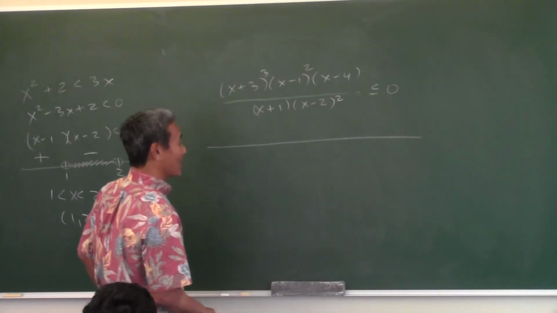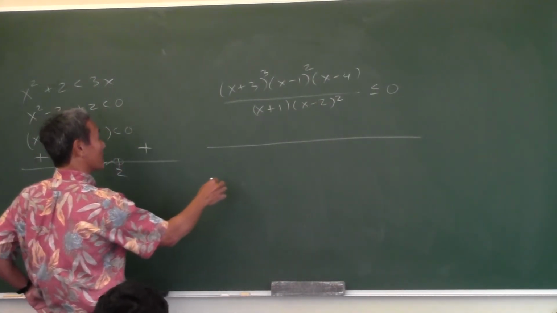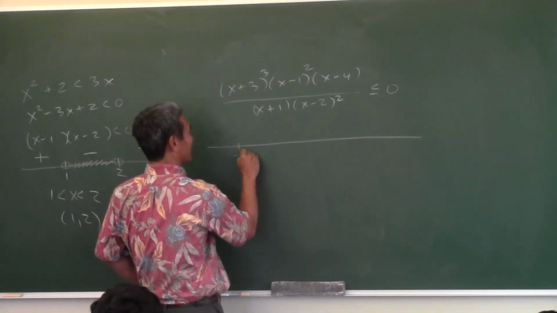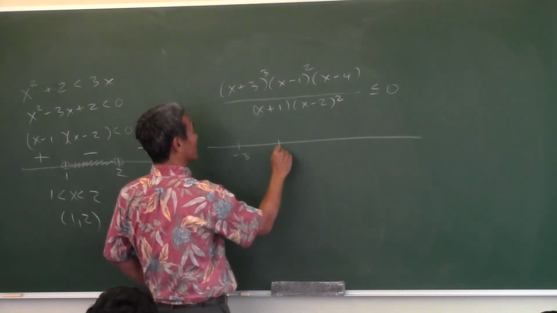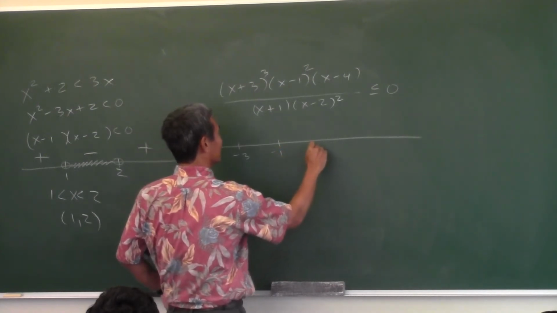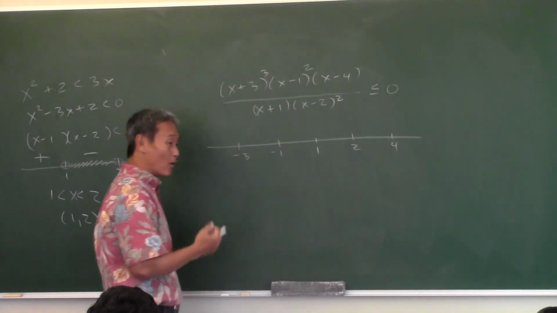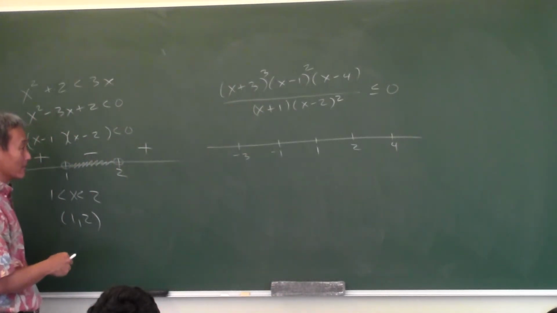What goes on the number line? The zeros of the numerator and denominator. So in order from left to right, what? -3, -1, 1, 2, and 4. The zeros of both the numerator and denominator now.